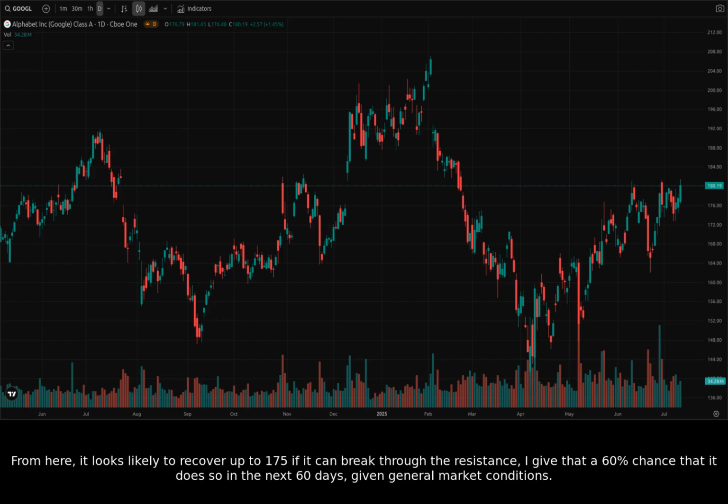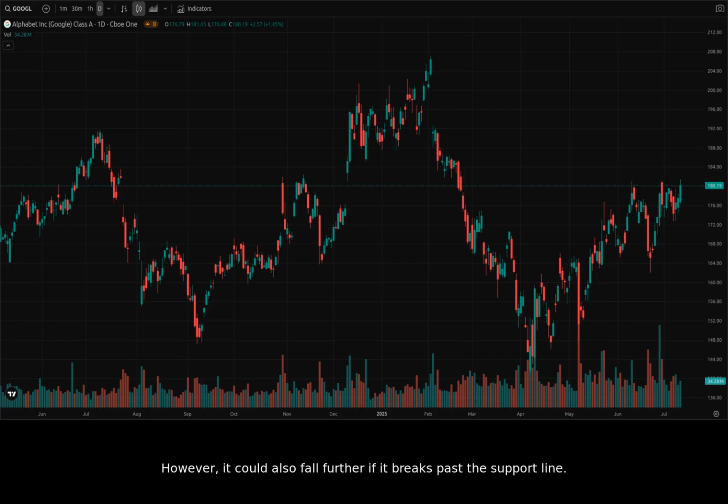From here, it looks likely to recover up to 175 if it can break through the resistance. I give that a 60% chance that it does so in the next 60 days, given general market conditions. However, it could also fall further if it breaks past the support line.